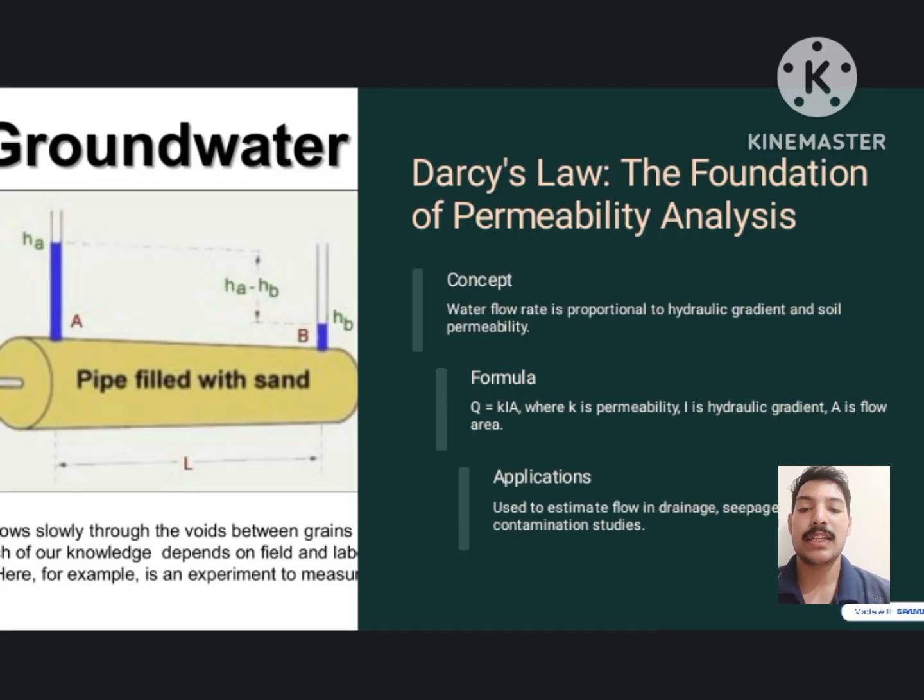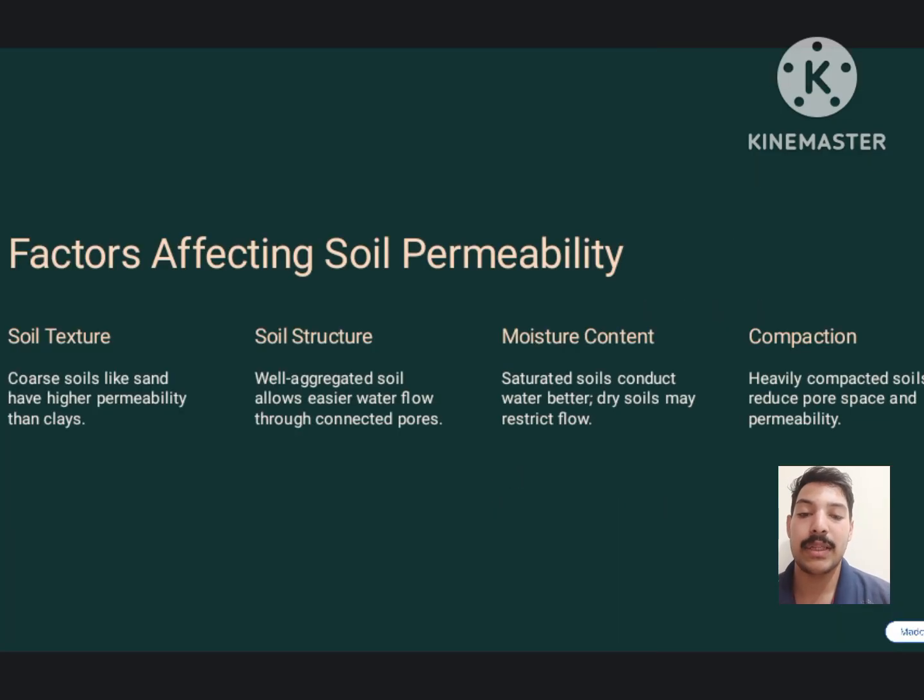Coefficient of permeability K. The coefficient of permeability is a key parameter that represents the ease with which water can move through soil pores. Its unit is meter per second or centimeter per second. The value of K is very high in a coarse soil like gravel and very low in a fine soil like clay. For example, in gravels K can be around 10 raised to minus 2 meter per second, while in clay it can be as low as 10 raised to minus 9.